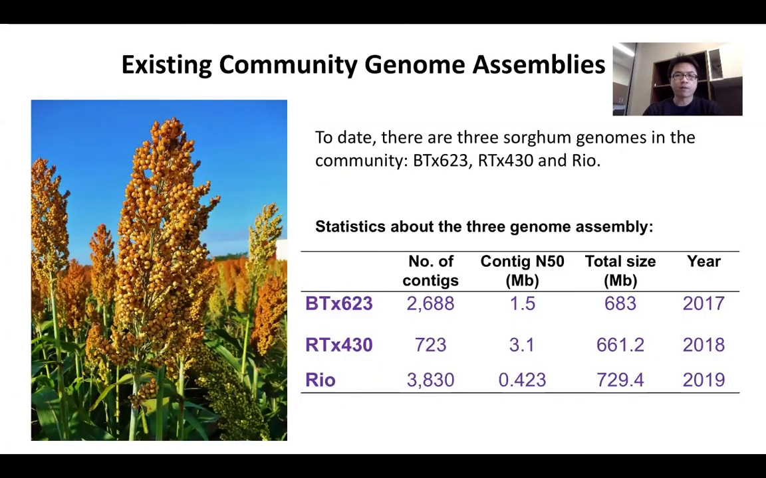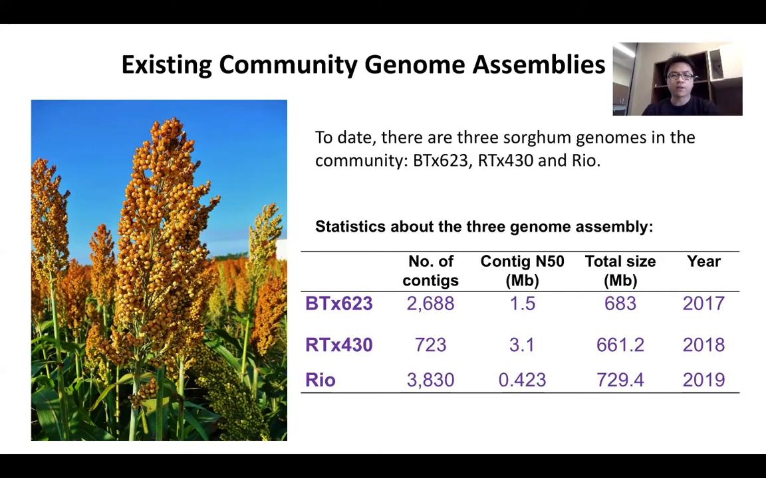One very important factor related to sorghum research is the sorghum genome. To date, there are three sorghum genomes in the community. One is BTx623. This is also the reference genome. This genome was sequenced in 2009 and updated in 2017. Another one is RTx430. This genome was sequenced in 2018 by Cordova using nanopore technology. And the third genome was sequenced in 2019.